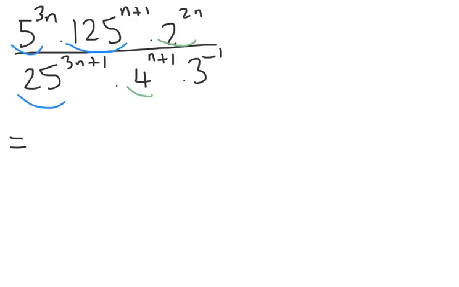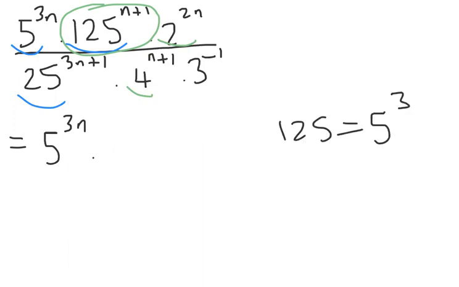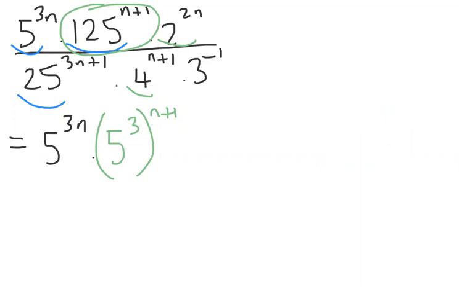So let's take the 5. Let's keep that. 5 to the 3 in. But now I'm going to take this here, break it down, because 125 equals 5 to the power 3. So what I'm going to do here on top, I'm going to say 5 to the power 3, which is 125, and all of that to the power n plus 1. So I literally just took this 125 and I broke it down into 5 to the power 3 and all of that to the power n plus 1. So we can simplify that soon.